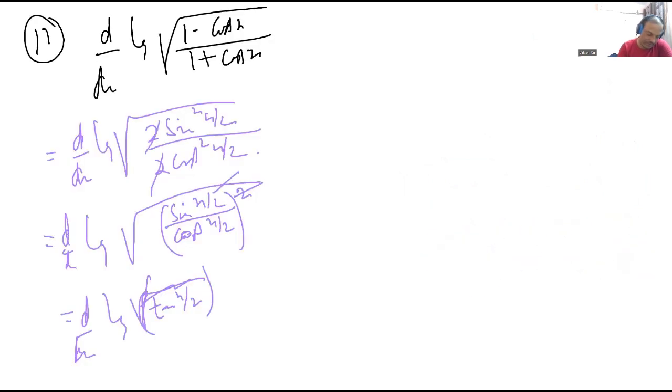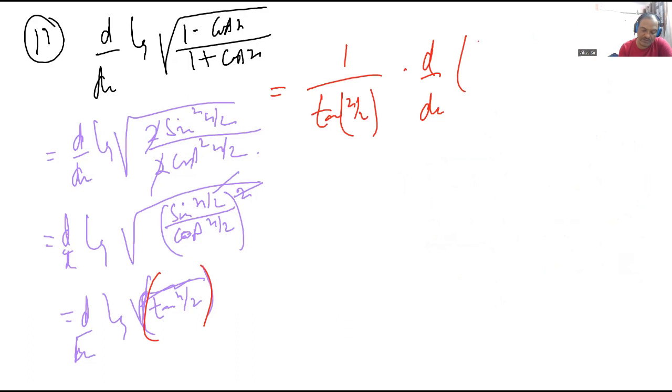Okay, now I have to apply the chain rule. Now this is log tan x by 2. We know that the differentiation of log x, the parent function, is 1 over x. This is 1 over tan x by 2. And then furthermore, I have to differentiate tan x by 2. This is d by dx of tan x over 2.